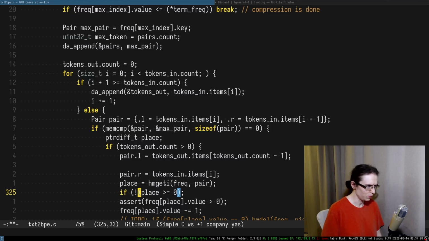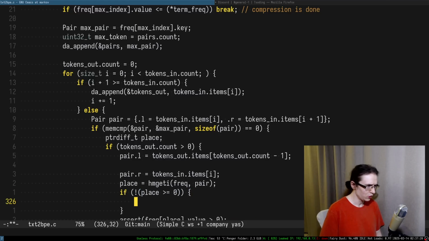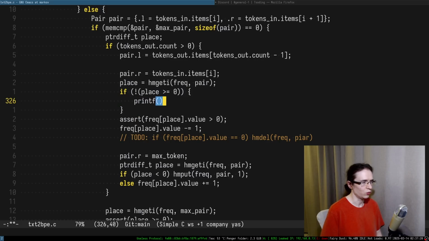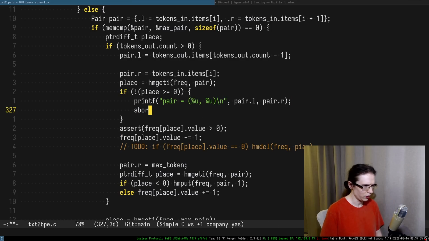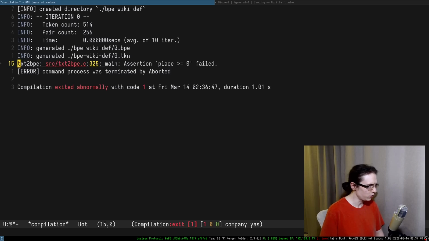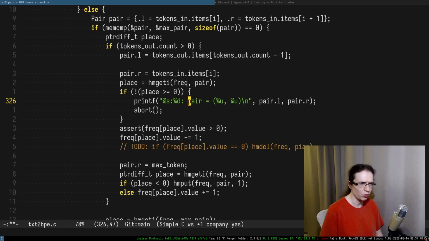So let me maybe take a look at this kind of thing. What's the pair we're talking about? The pair is going to be something like U, new line, pair L, pair R. And let's actually abort in here. So let's also print the location, right? Because the assert prints the location in here, and I don't really want to lose that information. So it's going to be a file.